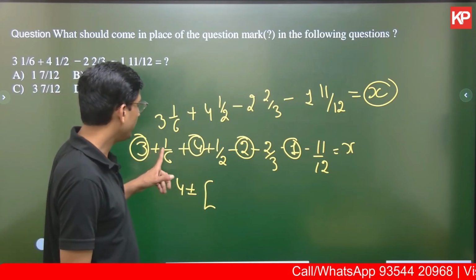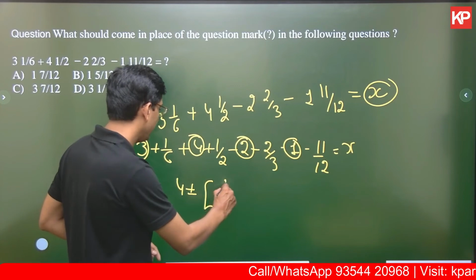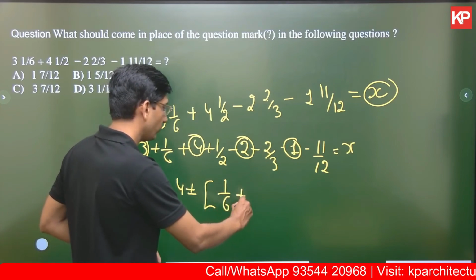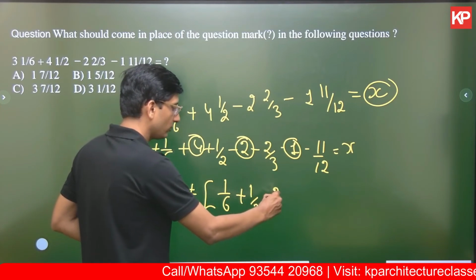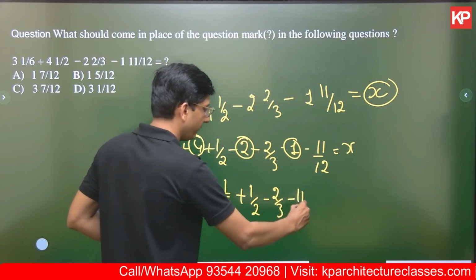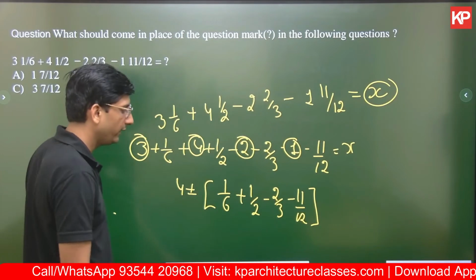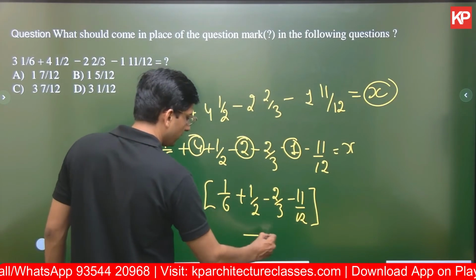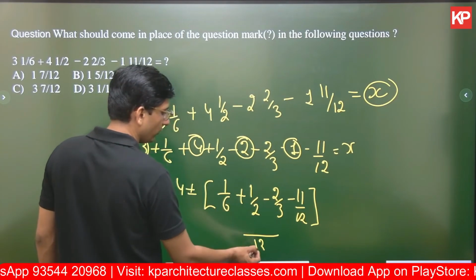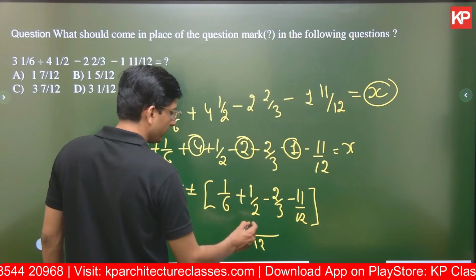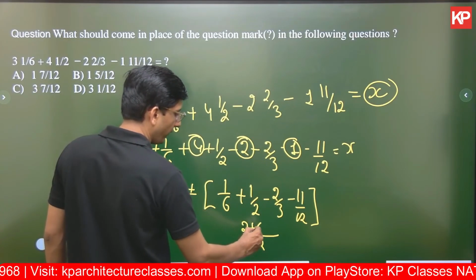Now let's solve the fractions separately. It will be 1 by 6 plus 1 by 2 minus 2 by 3 minus 11 by 12. So what is the LCM of all these? 6, 2, 3, 12. The LCM is 12 only. Now 6 2s are 12, so it will be 2. Plus 2 6s are 12, it will be plus 6.